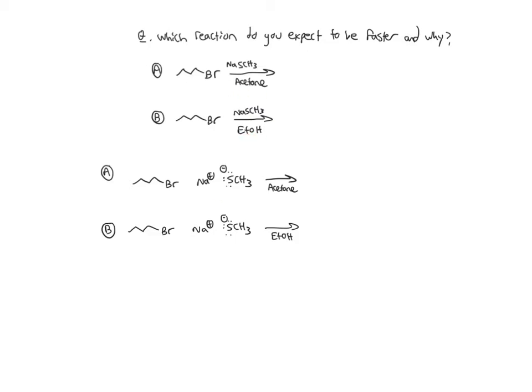So we're going to draw the mechanism for each of these. So we're going to have our nucleophile attacking the alpha carbon, making the leaving group leave. That's going to happen for both of these identically. And we're going to end up with our product plus our leaving group will associate with the sodium. And that same product is expected for the second reaction as well.